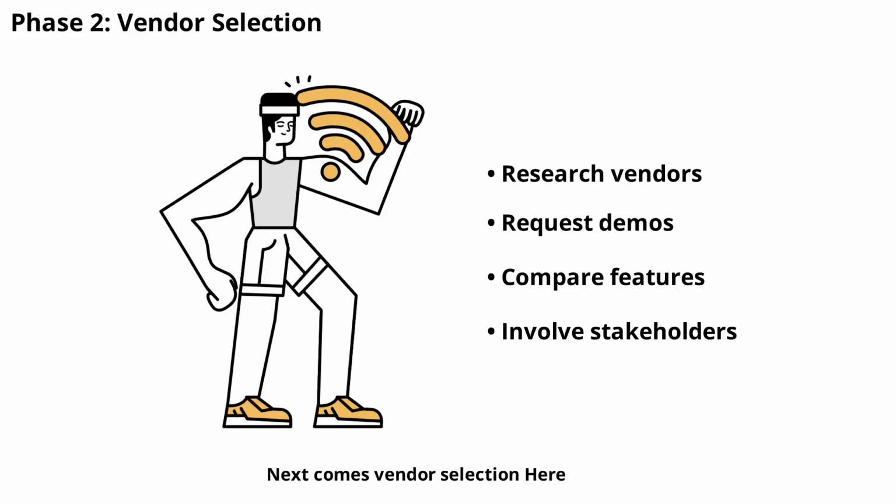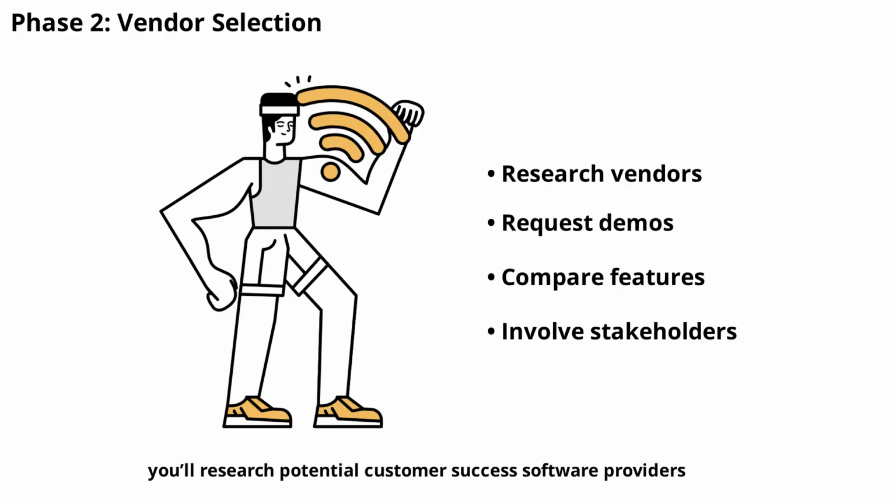Next comes vendor selection. Here, you'll research potential customer success software providers, request demos, and compare features. It's important to involve stakeholders from different departments to ensure the chosen solution meets everyone's needs. This phase can last 2 to 6 weeks, depending on how many vendors you evaluate and how quickly you can schedule demos and reference calls.